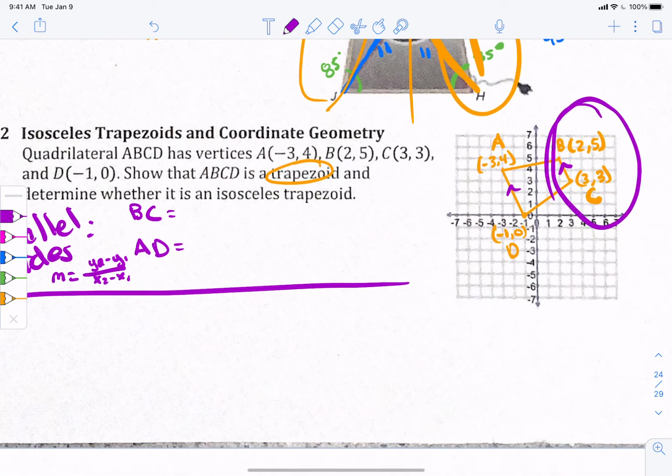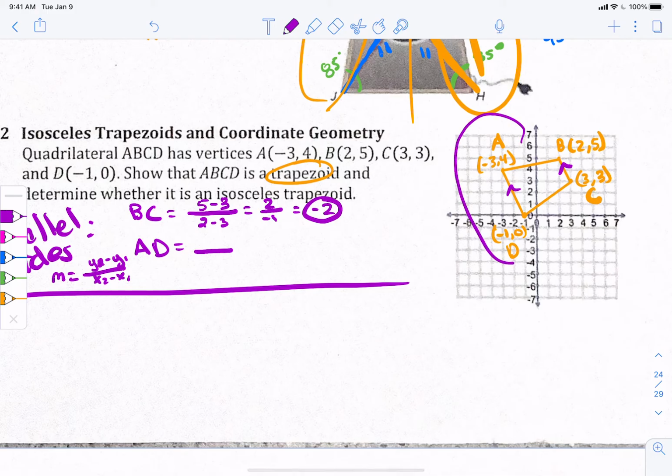BC are these two points right here. What's your second Y? 5 minus 3 over 2 minus 3. 5 minus 3 is 2, and 2 minus 3 is -1, so the slope is -2. Okay, AD.